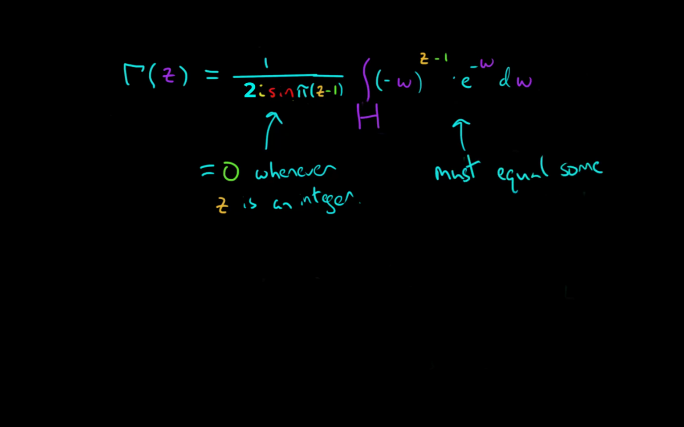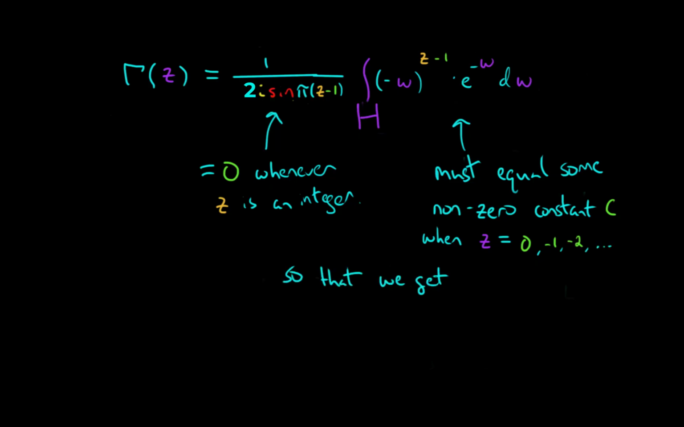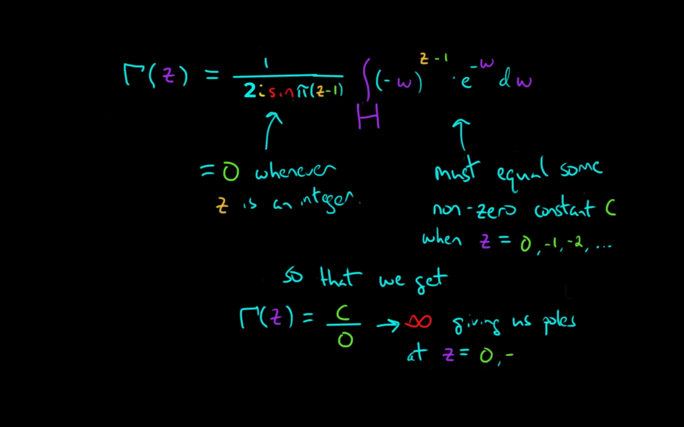Furthermore, because we know that gamma of z has poles at z equals 0 and at the negative integers, this contour integral must equal some non-zero constant c whenever z equals 0, negative 1, negative 2, etc., so that we get gamma of z equals some non-zero constant c over 0, which of course diverges, equals infinity, giving us the poles that we already know the gamma function has at z equals 0, negative 1, negative 2, and at all the negative integers.